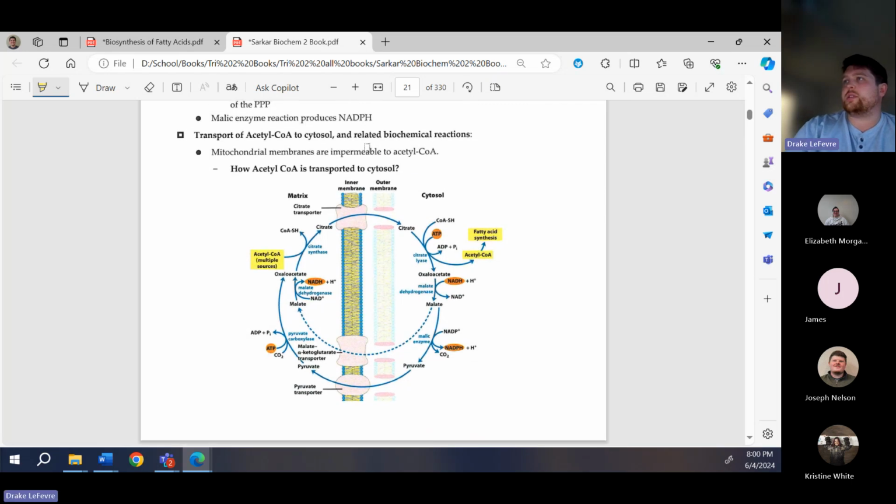The transport of acetyl-CoA to the cytosol. This is another thing that we'll look at where, once we have a bunch of acetyl-CoA, if we have extra acetyl-CoA, we need to pump it out. Give me 1 sec.